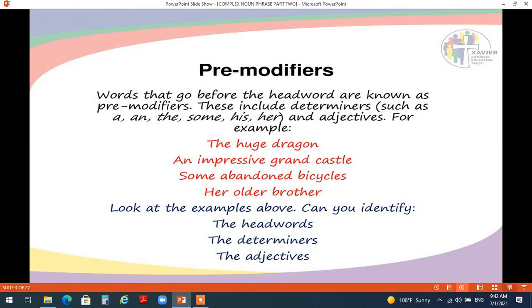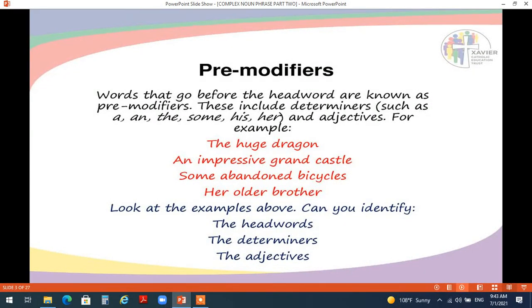So first of all, we need to know what the term pre-modifiers means. We can say that pre-modifiers are words that go before the head word. They are known as pre-modifiers. These words include the determiners, such as the articles a and the, or some quantifiers like some, or some possessive pronouns like his or her. And also pre-modifiers include some adjectives, as you can see in the examples.